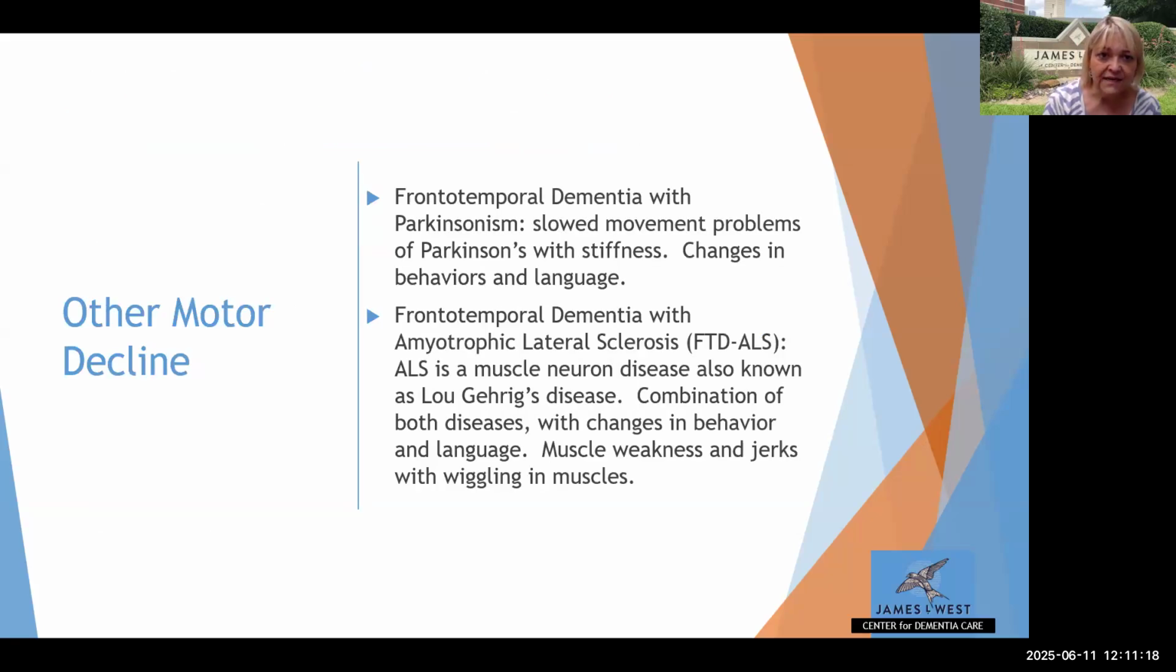Other motor decline. We mentioned this one earlier, frontotemporal dementia with Parkinson's or Parkinsonian syndrome. It's a slow movement, very similar to Parkinson's, with stiffness, and then they also have changes in behaviors and language. And then the FTD with ALS. ALS is also known as Lou Gehrig's disease, and so a combination of both of those diseases leads to muscle weakness, jerks and wiggling in muscles, and changes in behavior and language.